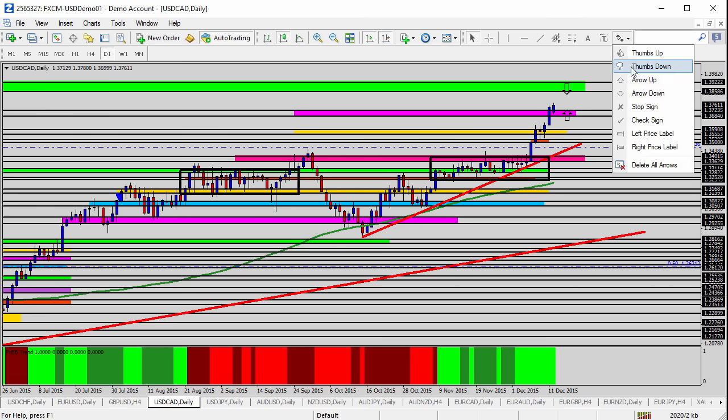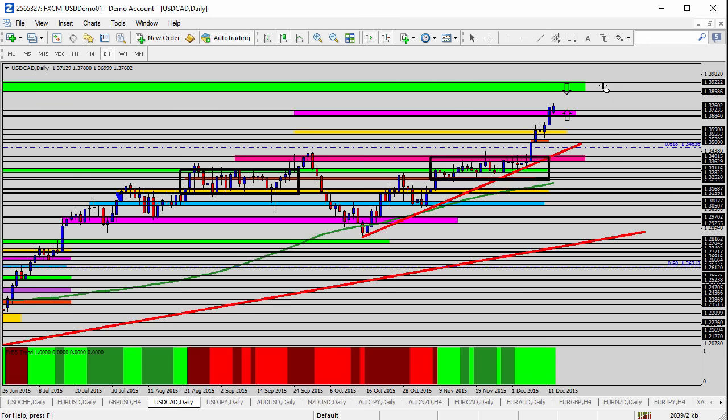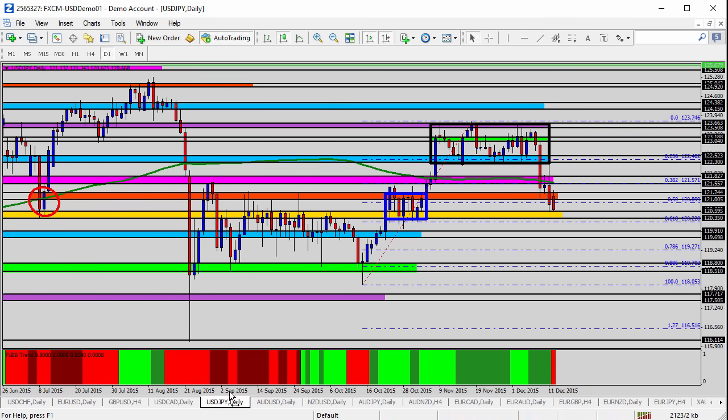Back underneath the 1.3700 level, we could see a little bit of retracement. I have not been trading this pair, but if you've been buying it, it's been a clear money maker. I haven't had any clear opportunity to get into this currency pair.